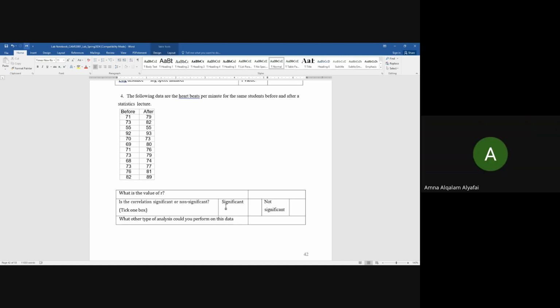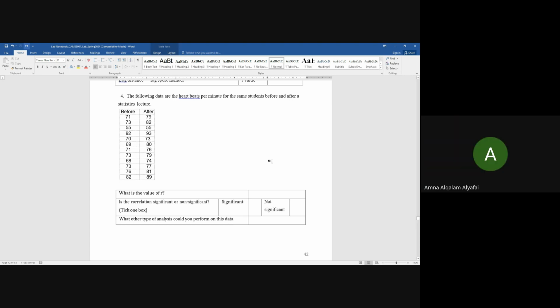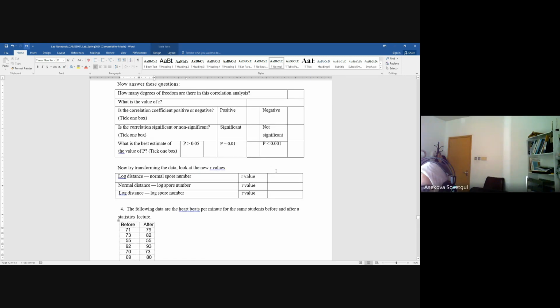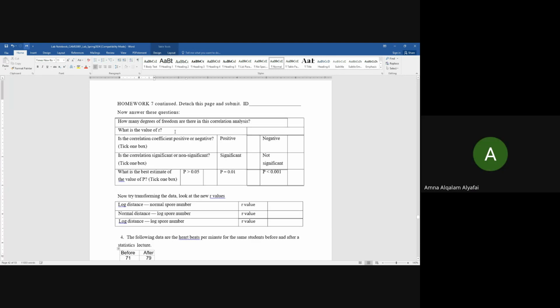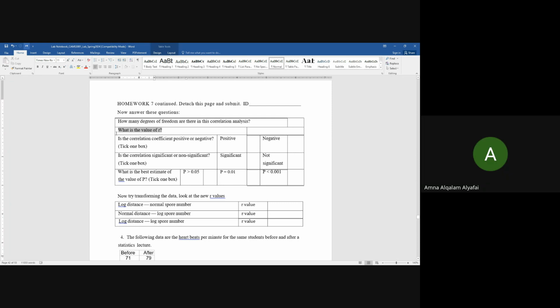Okay, another question also in lab 7. They are asking what is the best estimate of the value of P? How can we determine that? Best estimate meaning just the cut point, the rejection point, whether you got 0.05 or 0.01. Not depending on the R? In homework 7, you say? Yes, this one. The last one, doctor. What is the best estimate of the value of P?